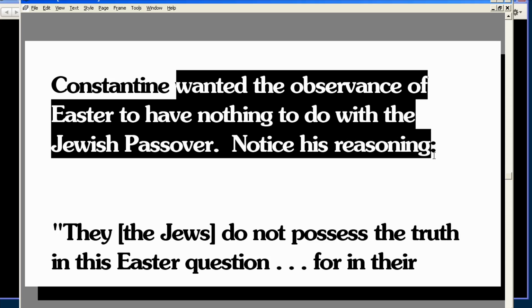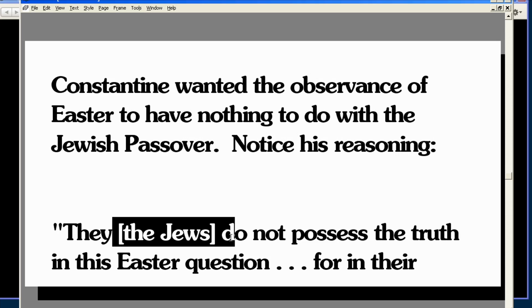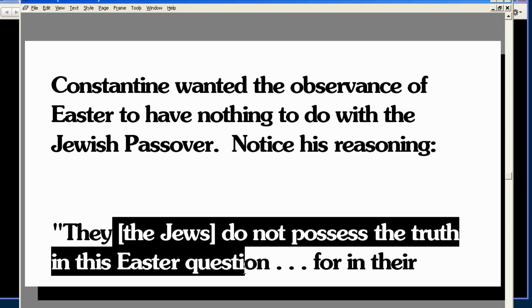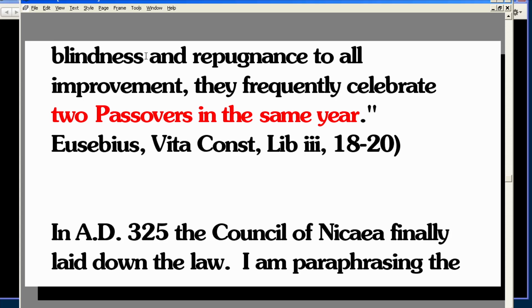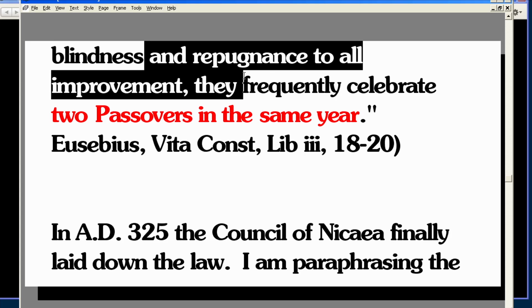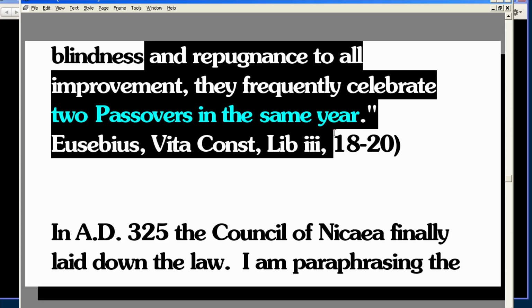Notice his reasoning. Quote, "They, the Jews," he's speaking of, "do not possess the truth in this Easter question, for in their blindness and repugnance to all improvement, they frequently celebrate 2 Passovers in the same year." And you see, here's the reference written by Eusebius.